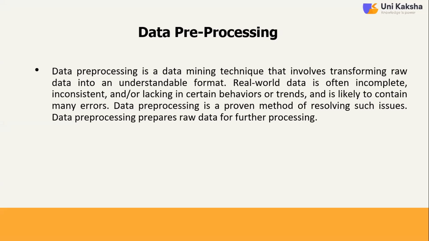Because sometimes the real world data is incomplete, it is not in the proper form. Some features are missing, so it will lead to some errors. Our system or the algorithm will fail for the different cases. That's why in data pre-processing we deal with the missing data as well as some outliers and other things, so that we resolve these kinds of issues.